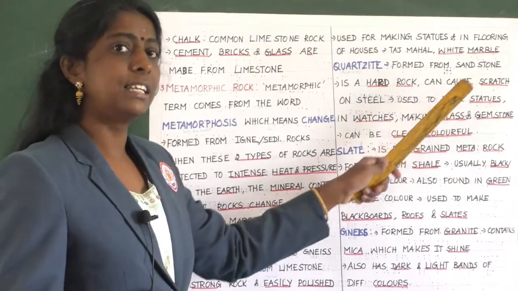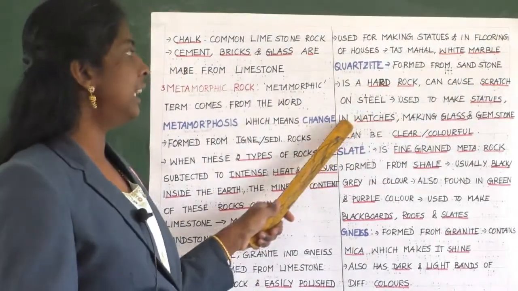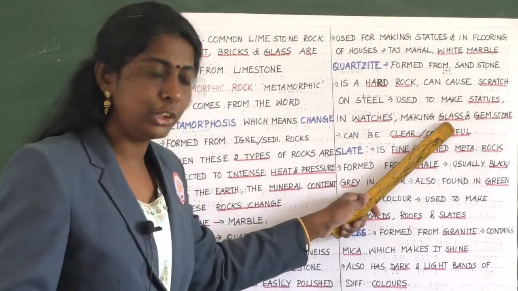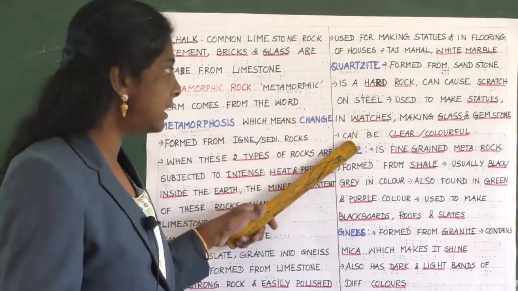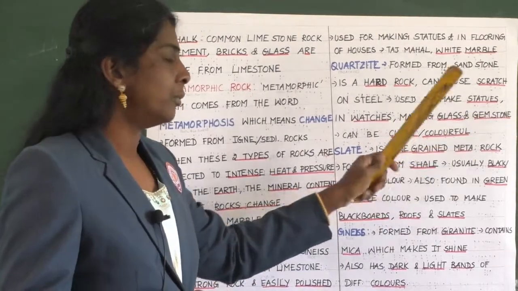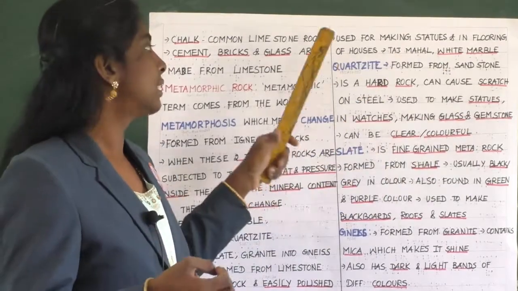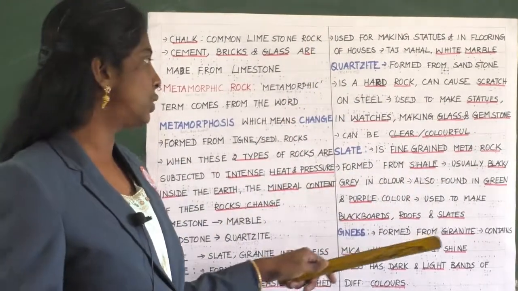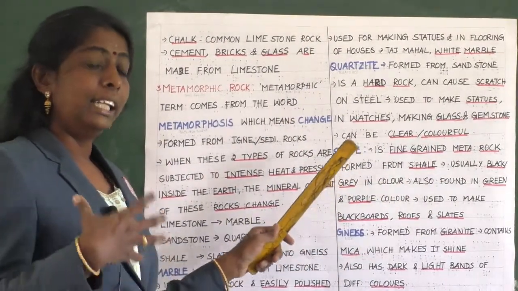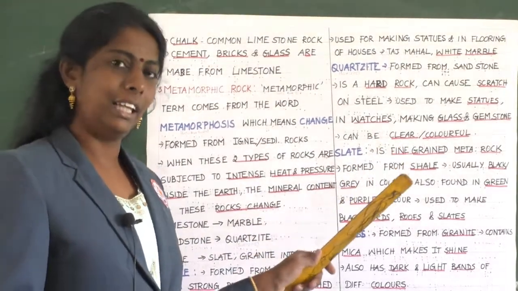It can cause scratch on steel and it is used to make statues. Then it is used in watches. It is used for making glass and for gemstone. And as a gemstone, they will be using this quartzite as a gemstone. It can be clear or colorful.